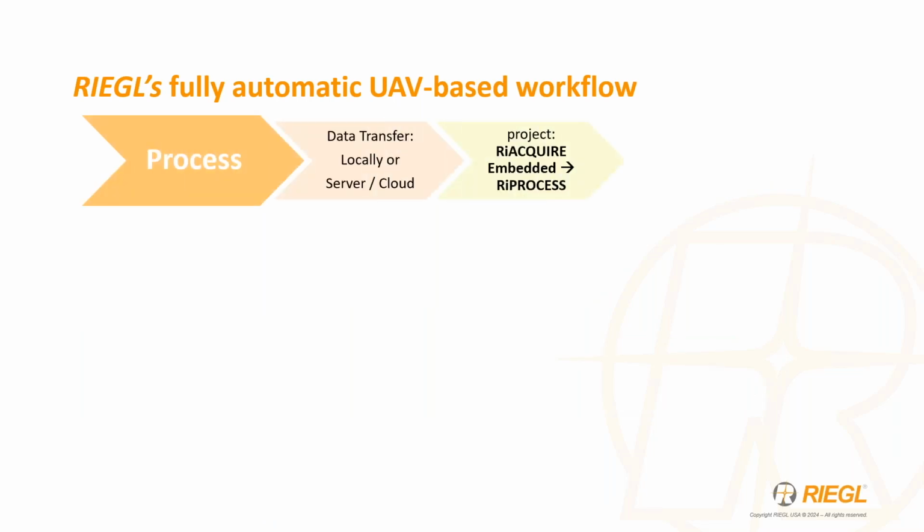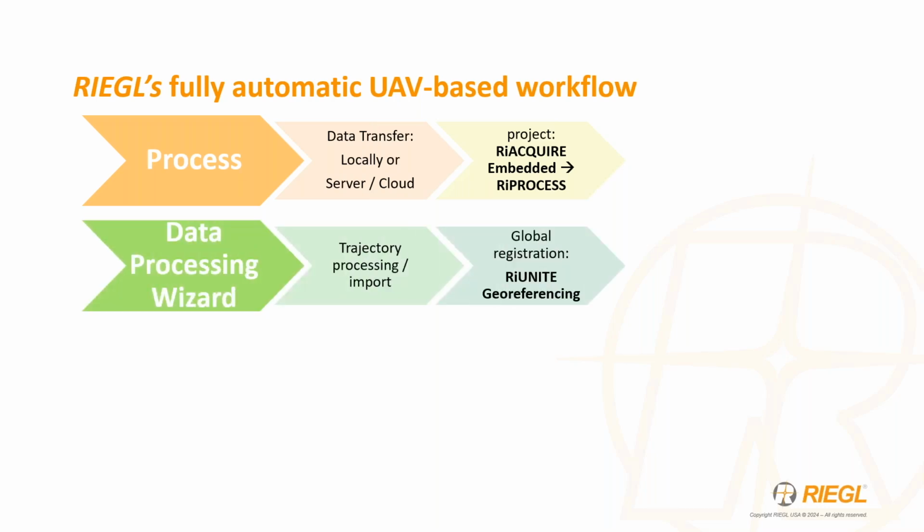So from acquisition into processing, we're going to take your data off of the scanner. You can load that onto your server or the cloud, depending on which way you're operating. And then the RIEGL Embedded project file will automatically open in RiPROCESS. So again, acquisition to processing.